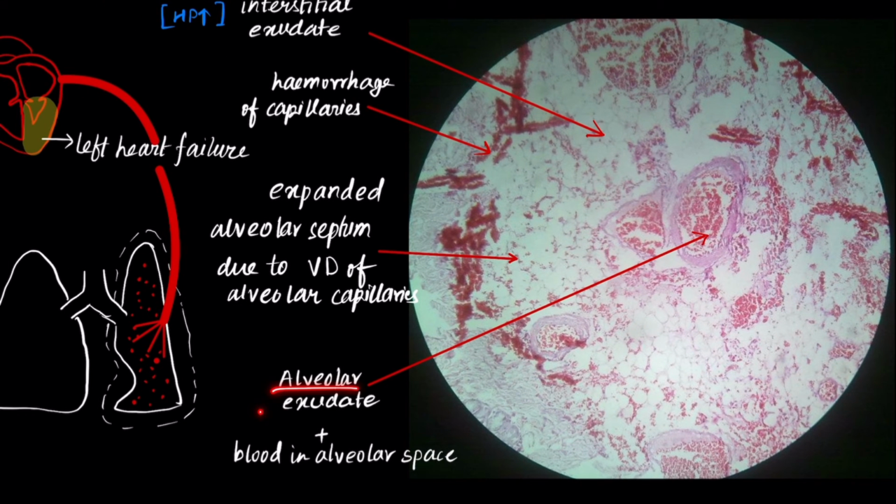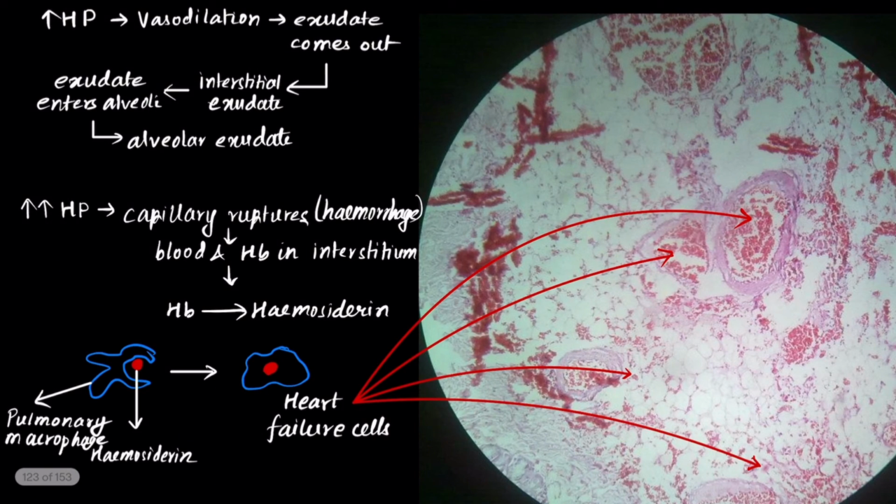Then obviously there is alveolar exudate and blood in the alveolar space due to the bursting of the capillaries. There's one very important term, heart failure cells. Let me explain that, but before, let's revise the whole thing. Hydrostatic pressure increases, vasodilation takes place, exudate comes out, the exudate fills the interstitium, then enters the alveoli and fills the alveolar space.